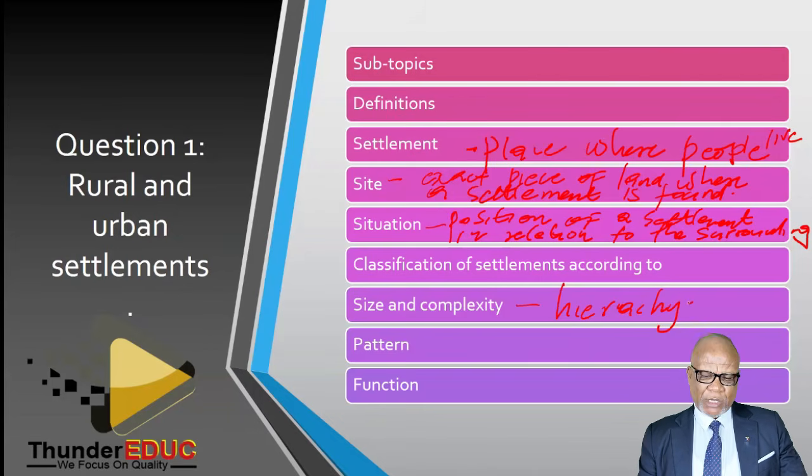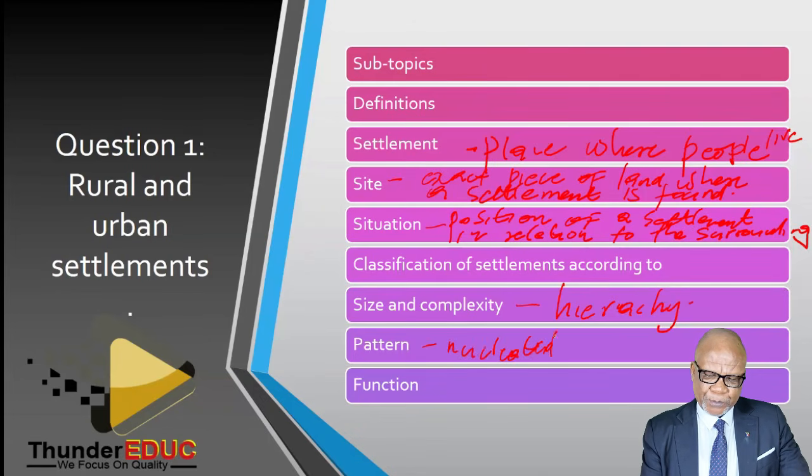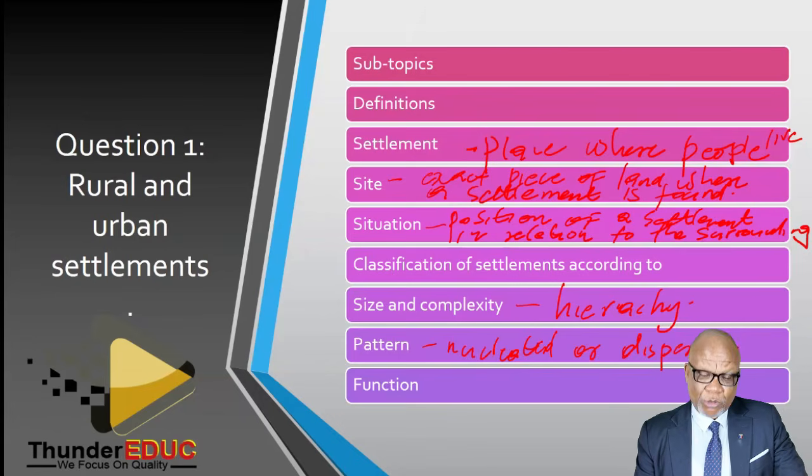You can classify settlement according to pattern. You can classify settlement according to function. So what is a pattern of settlement? By pattern, we're simply looking at the buildings. Are they closer to each other or are they far from each other? A pattern is nucleated when the buildings are closer to each other, or it is dispersed when buildings are far from each other. So this is classification of settlement according to pattern.